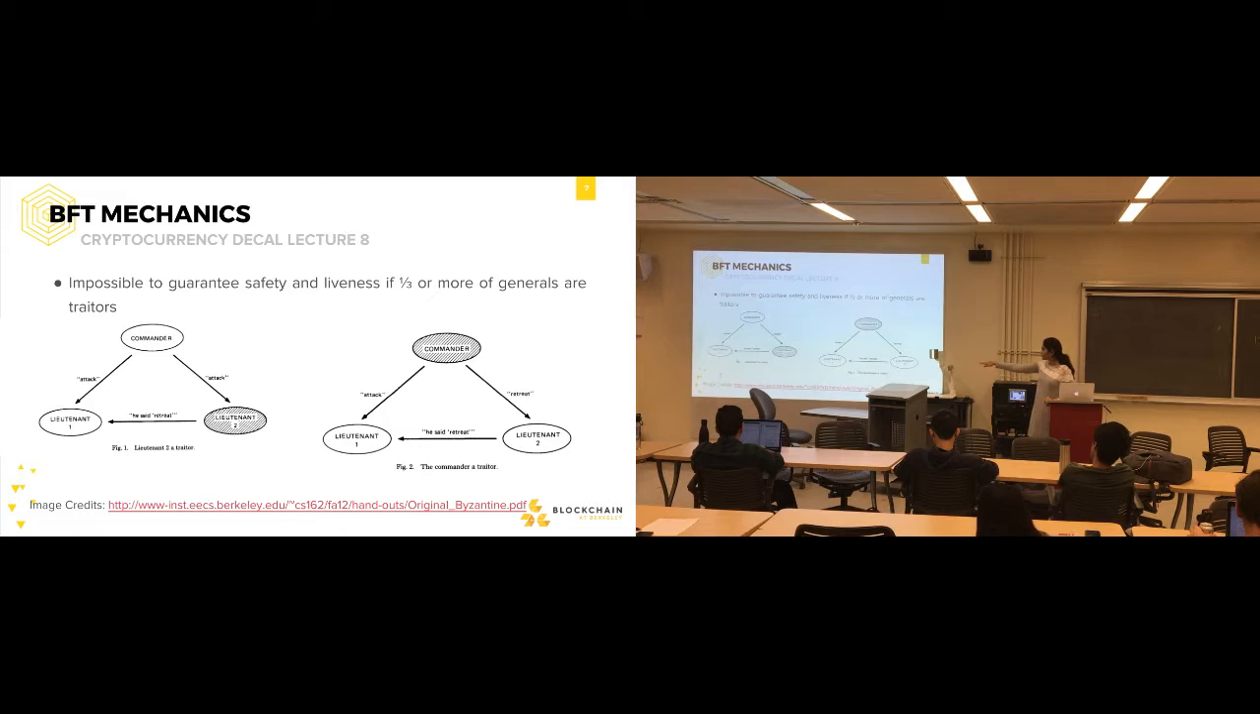In example 2, the commander is a traitor, but Lieutenant 2 is passing on the honest message from the commander to Lieutenant 1. And yet, Lieutenant 1 cannot differentiate between who is the traitor in both these examples. So there's a discrepancy, and Lieutenant 1 cannot decide on one action. That explains why there's no way to eventually reach a consensus, which breaks the liveness and the safety of the network.